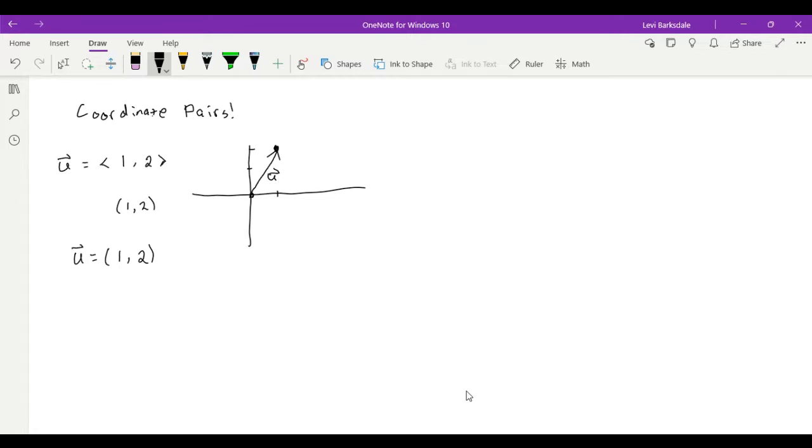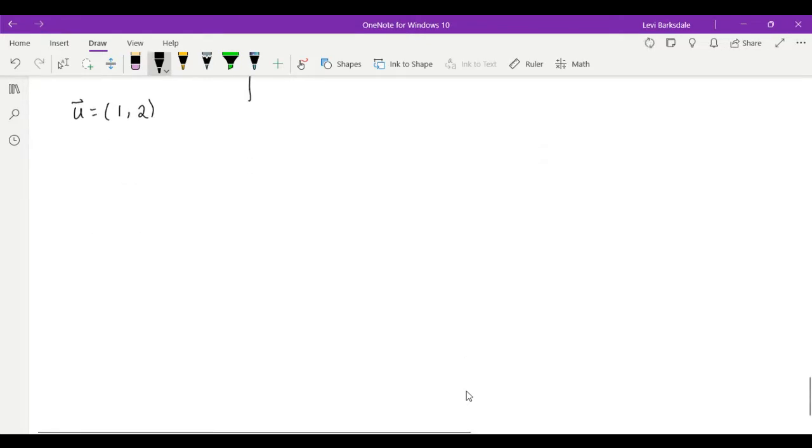By convention, all of our vectors are going to start at the origin. So vector u starts at the origin and goes to the point (1, 2). Again, if we wanted to make a 3D vector, we just have to add another component. So I could do (1, 2, 3), and that's a vector in 3 dimensions. And similarly, it starts at the origin and ends at this point.